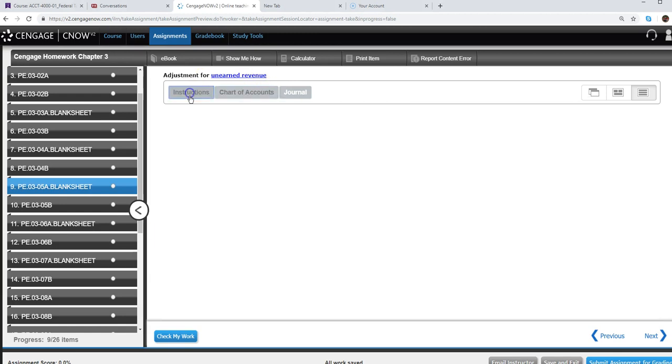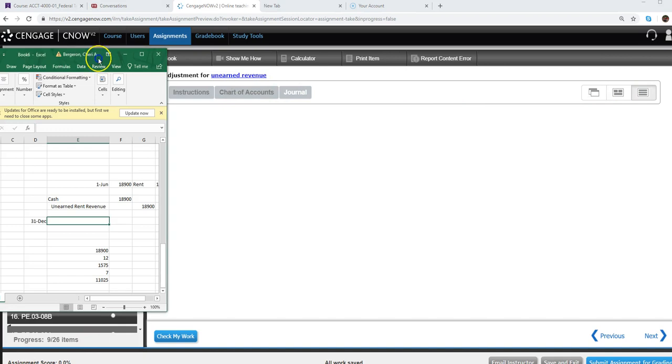So the journal entry for that is going to be: I need to decrease the unearned rent revenue, since I have now earned some of it, for 7 months' worth. The reason why that's a debit is because it's a liability, and liabilities go down with a debit. And I need to increase rent revenue because this is how much I have now earned.